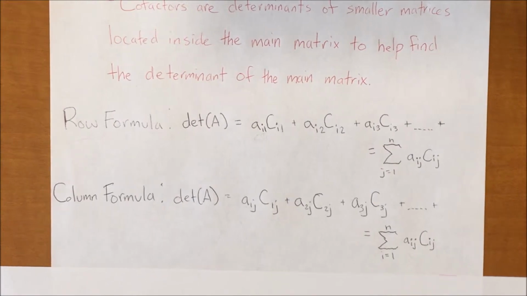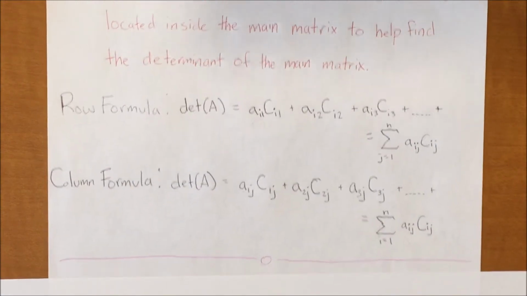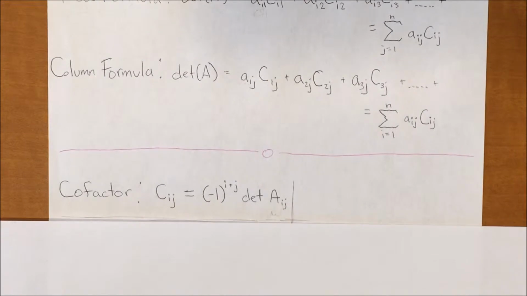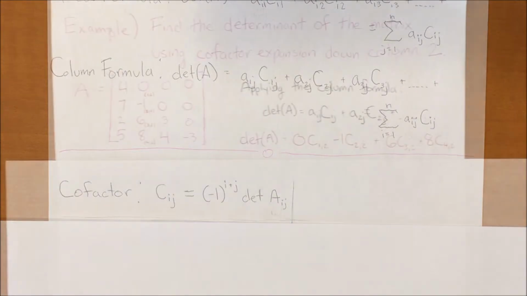Now the cofactor is composed of two elements, the sign associated with the cofactor and the magnitude of the cofactor, which is the determinant of the smaller matrix that results when the row and column of the cofactor are cancelled out of the larger matrix.